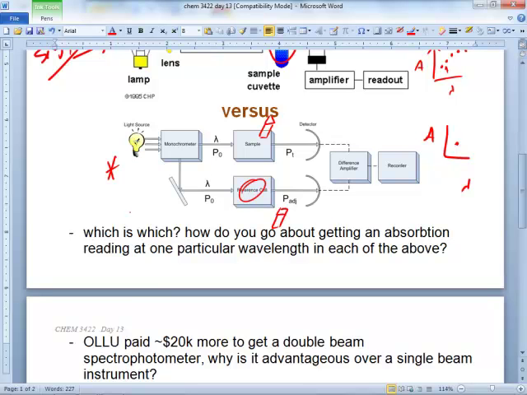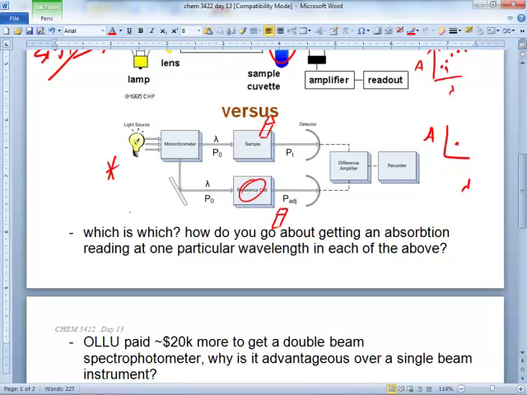Minimize error. The problem is your light source, and especially your detector: their sensitivities and efficiencies change with temperature, change with time. When you first pop on a lamp, and you actually see this in the AA, it takes about 5-10 minutes for the intensity to level out. Is there a warm-up time for a double beam spectrophotometer? No, you just start using it right away because it's measuring transmitted and incident at the exact same time.